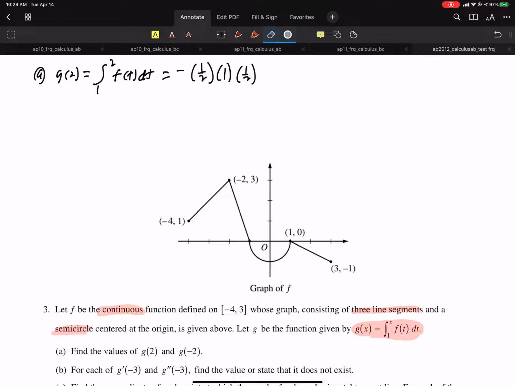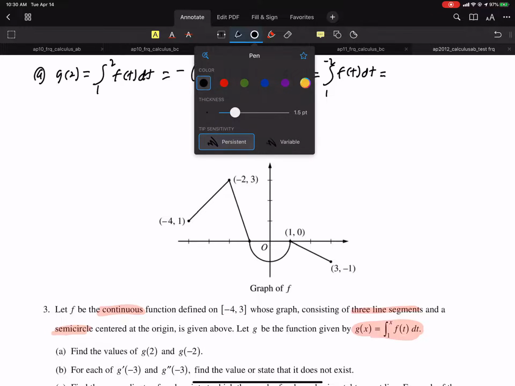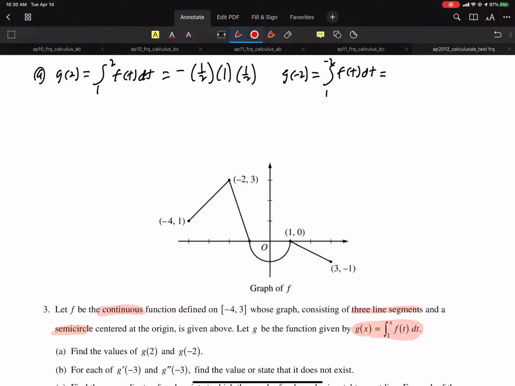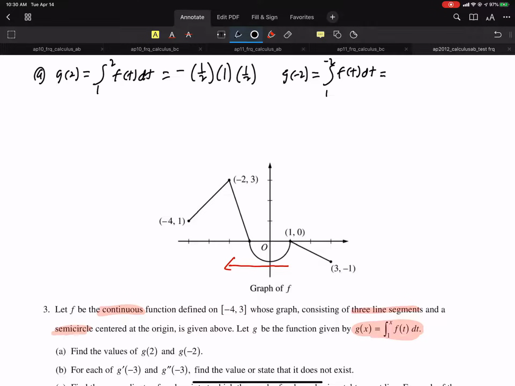So hopefully you heed my warnings. You should reread the question and make sure you finish answering it, and we have not. They also asked us to evaluate g at negative 2. So that's going to be the integral from 1 to negative 2. That, again, is going to be a net area, but we're going backwards. I want to point that out. We're going from 1 to negative 2. So when you do that, your answer is going to be opposite of what it normally is. So it's going to be minus the net area.